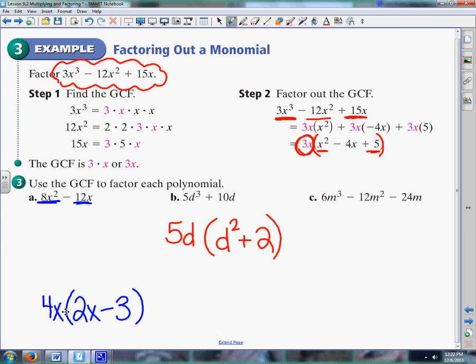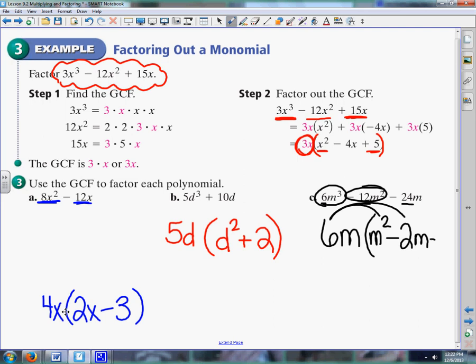Now here I can see that my greatest common factor is 6 because these are all factors of 6. And I know they all have at least one m. So I'm going to take that out. And here I'm going to do m squared because 6m times m squared is 6m cubed. Minus 2m because 6 times 2, if I did my rainbow again, 6 times 2 is 12 and m times m is m squared, so I got that one done. And then minus 6 times 4 is 24 and 6m times 4 is 24m. So there is my answer if I erase all this other stuff.